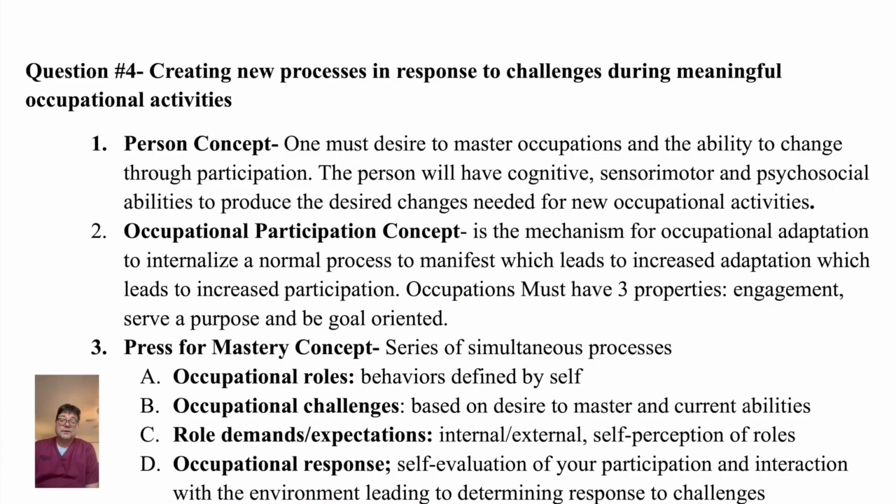Now, the first one is your person. It's your defined set of behaviors and what is acceptable. The second is occupational challenges or your capabilities, where you start from. The third is your role demands, and that could be internal and external. And lastly is your occupational response, what you do. So if you combine those 3, we feel that those 3 would get us the ability to create new processes in response to challenges during meaningful occupational activities.